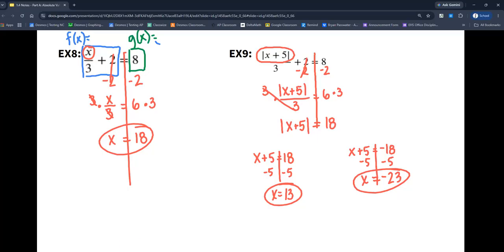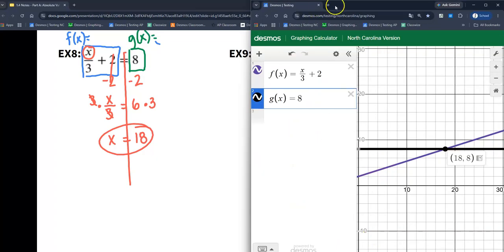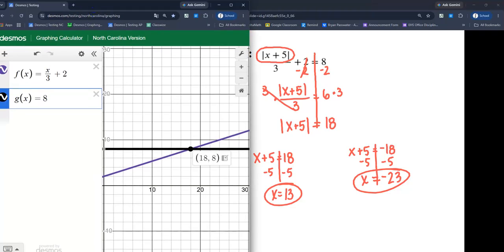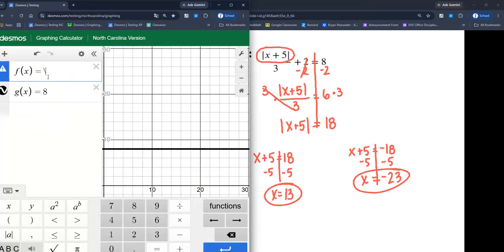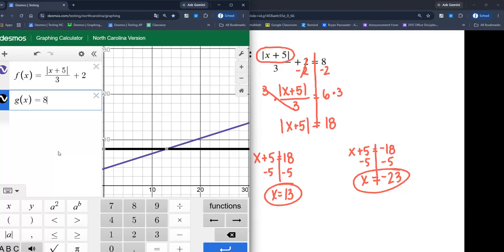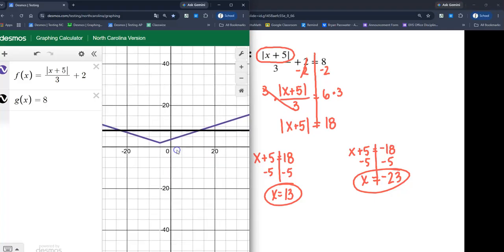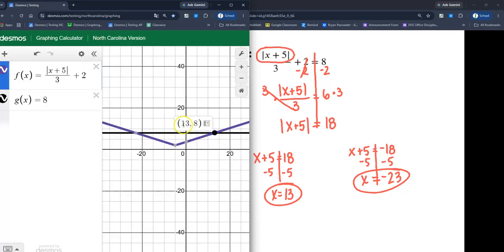Now, keep in mind, I'm going to pull it up and show you because while I do want you to be able to do this by hand, if you can't do anything, you could at least type it into Desmos. I could do the left side, absolute value of x plus 5 over 3 plus 2. Right side is 8. That is going to give me this graph right here. It's going to cross right here at 13 and over here at negative 23. Those are my two answers, right? So you can check yourself with this. Okay, questions?